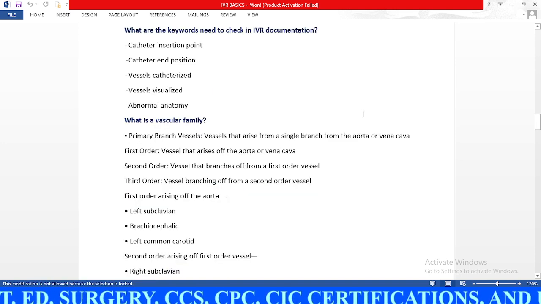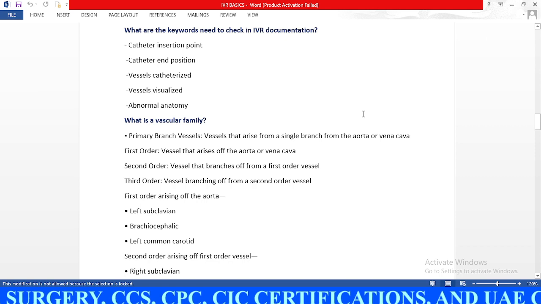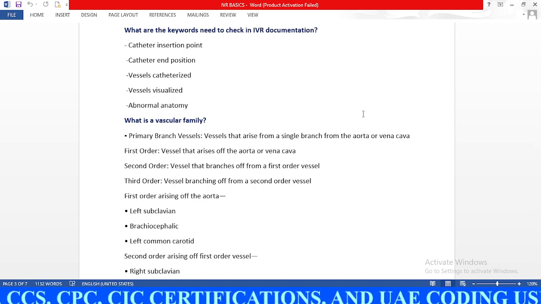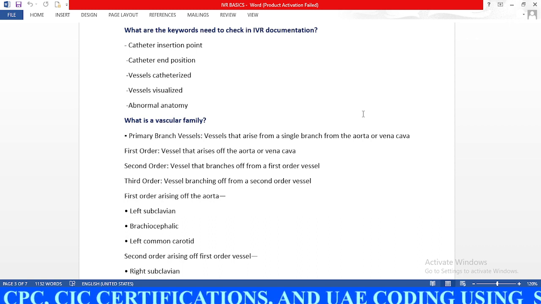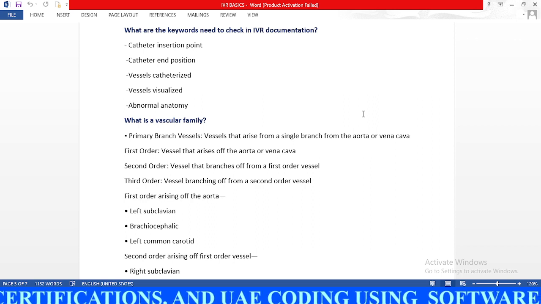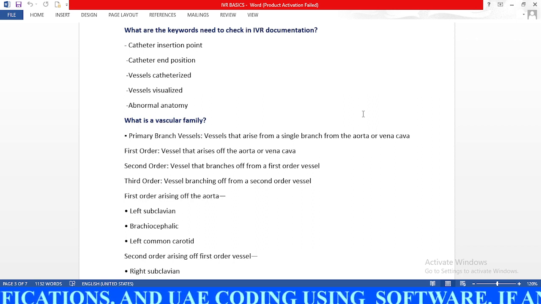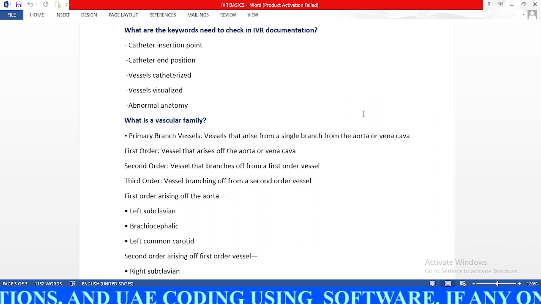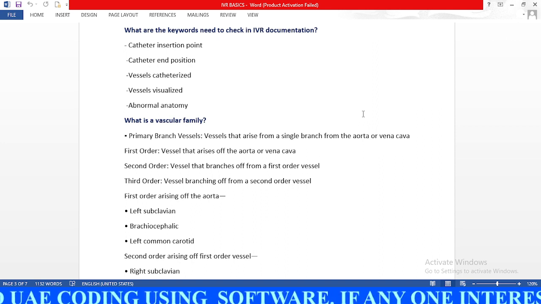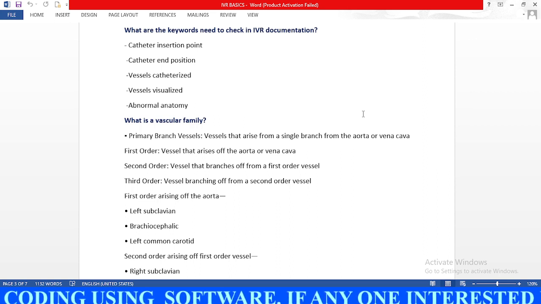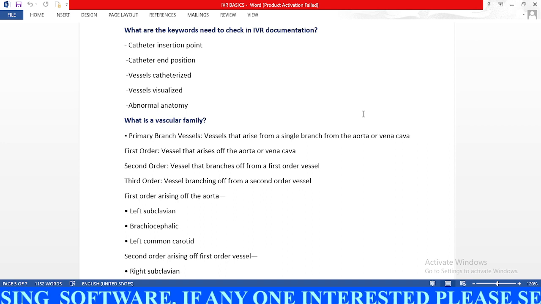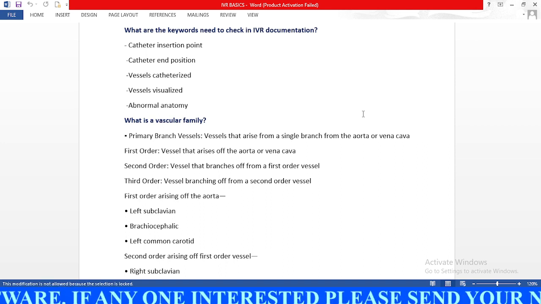So while coding IVR documentation, what are the keywords we need to check? Basically whenever we code IVR documentation, we need to check the catheter insertion point, catheter end position, vessels catheterized, vessels visualized, abnormal anatomy, and also we need to check what procedure or therapeutic procedure was performed. For example, if the physician performed angioplasty, stenting, atherectomy, or embolization.